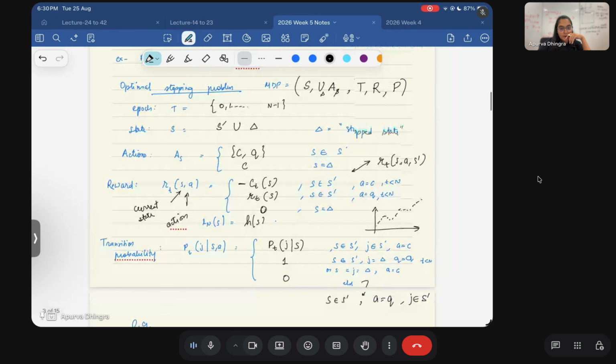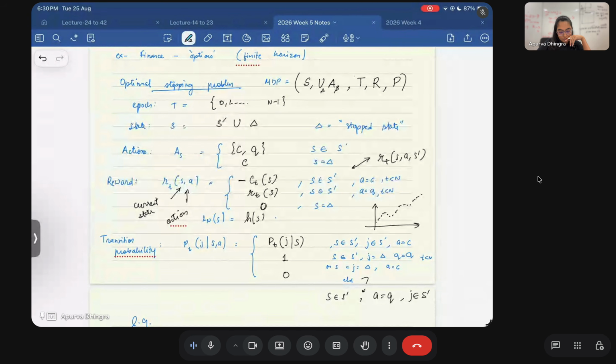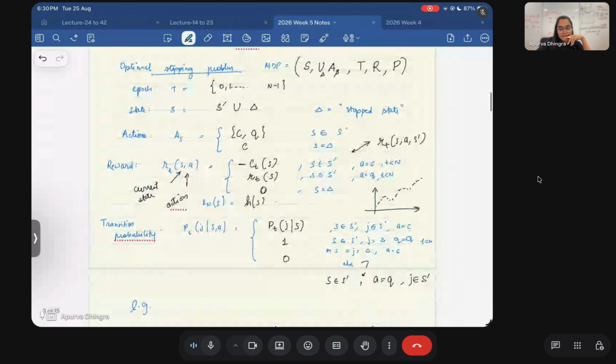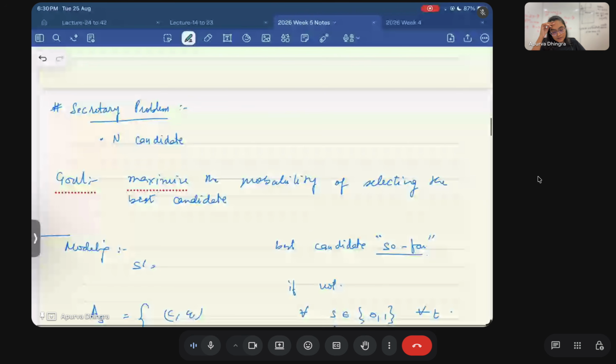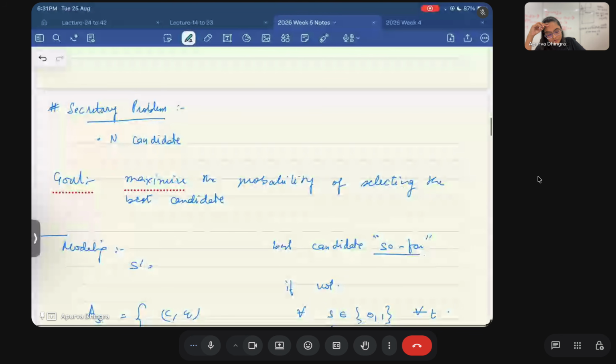Okay, I described one example throughout, which is the example of the stock market or the exit strategy in a stock market. Whether you're talking about a stock or you're talking about options, a similar idea holds in both of those examples. Another possibility is to think of an interview panel, what is called the secretary problem. So now I'll describe this in a bit more detail. So suppose there are n candidates. Okay, there is only one candidate to be chosen.